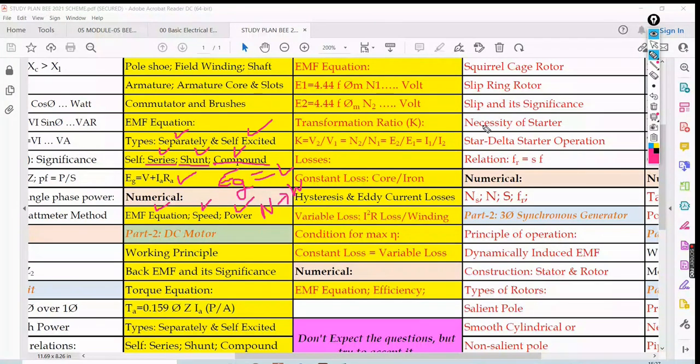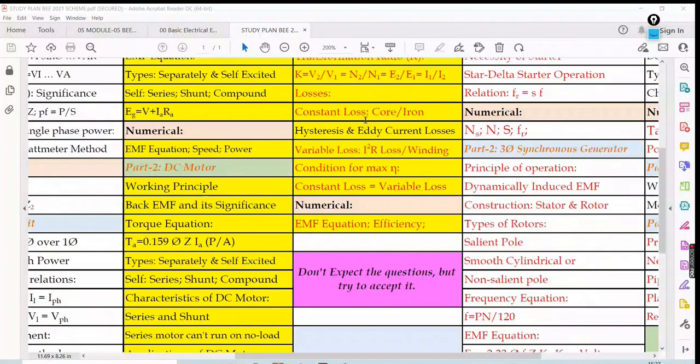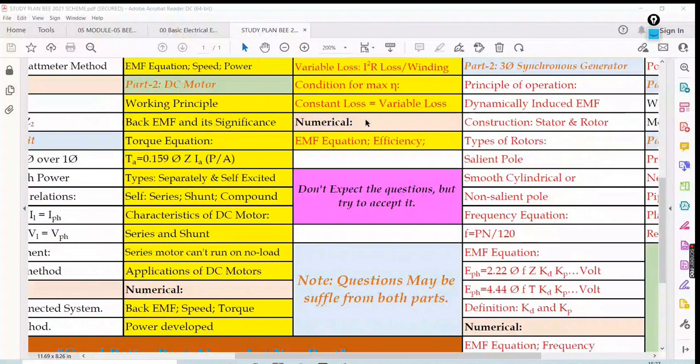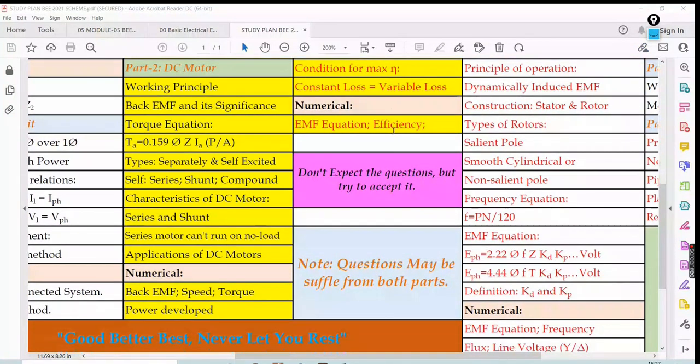Then what is a motor? Can anyone answer? What is a motor? I don't want the DC motor.